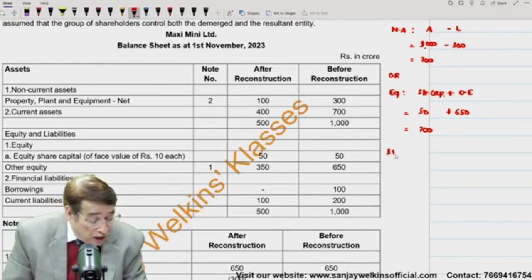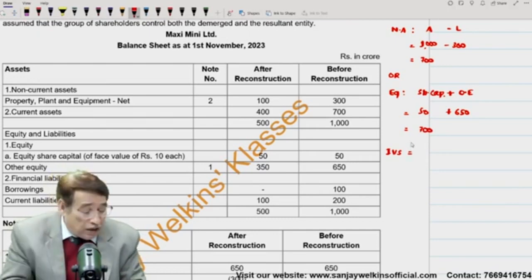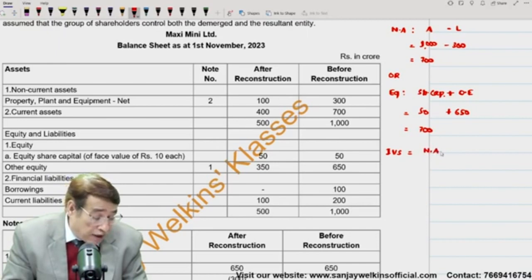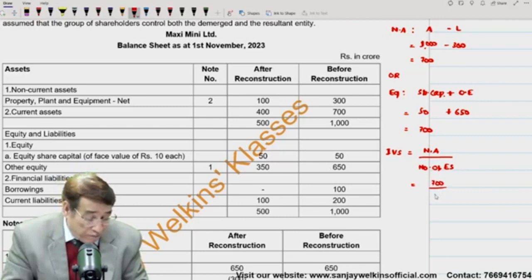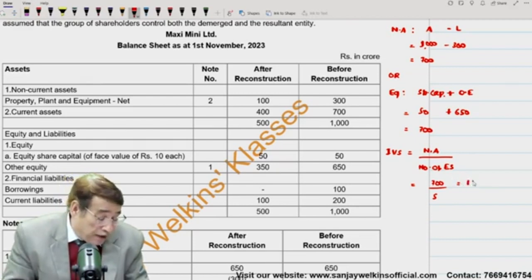Suppose I want to know the intrinsic value of share. What is intrinsic value of share? Intrinsic, inside value. And what is intrinsic value actually? That you will learn when we do valuation of share. But at this moment, intrinsic value of share is found out by dividing the net assets by number of equity shares. For example, in this case, net asset is equal to 700 and number of equity shares is 5 crore. 700 crore divided by 5 crore. If we divide the net assets, we get intrinsic value per share.